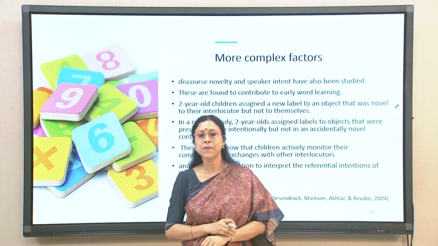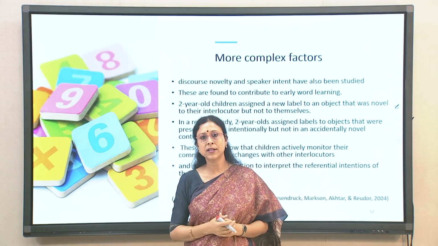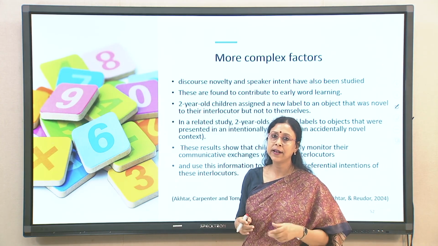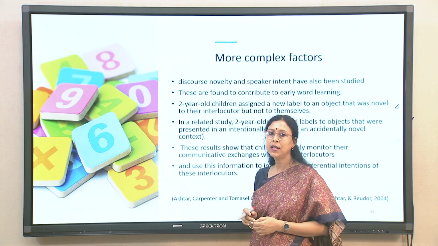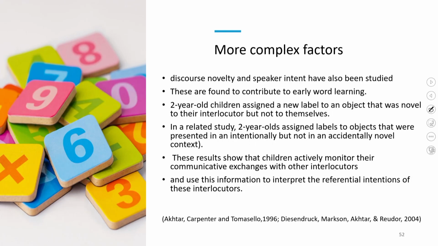So, this is again another way to see that children actually figured out, using various kinds of social cues, the reference of the words. Similarly, there are many other complex factors. For example, discourse novelty and speaker intent have also been studied. So, 2-year-old children assigned a new label to an object that was novel to their interlocutors, but not to themselves. They already knew the object, but they were asked to give a label to the object which the other person has not seen. So, they could do it pretty well.